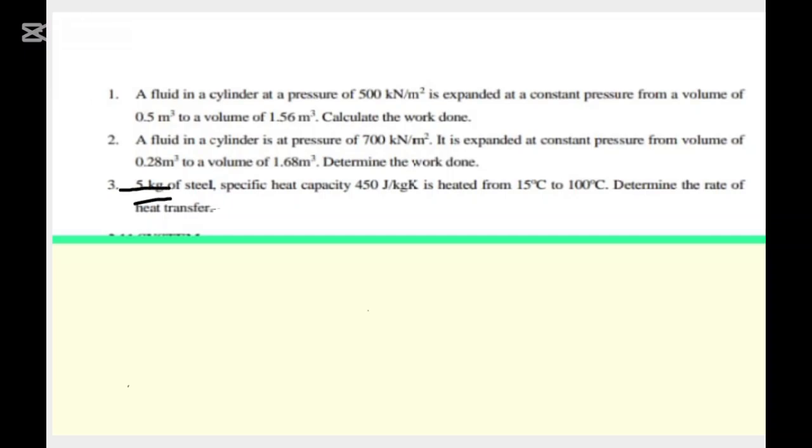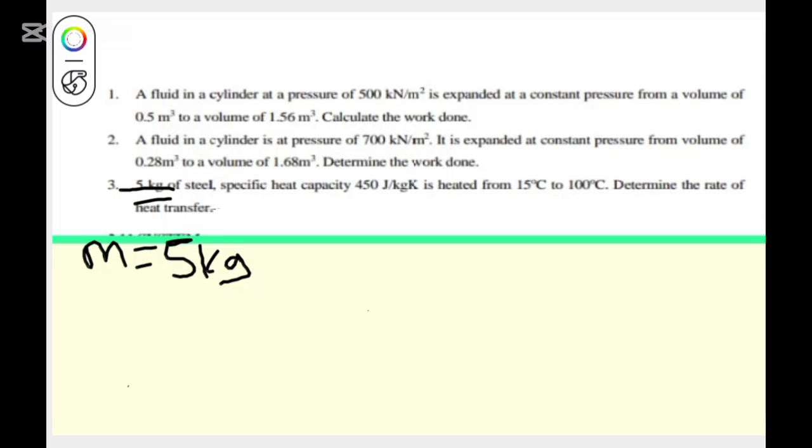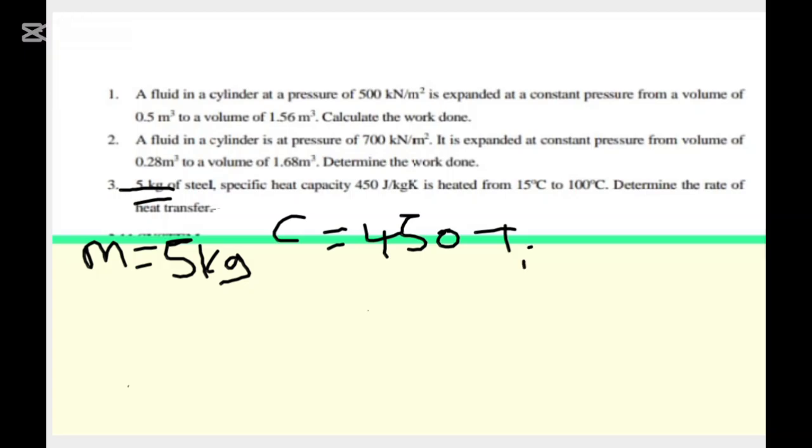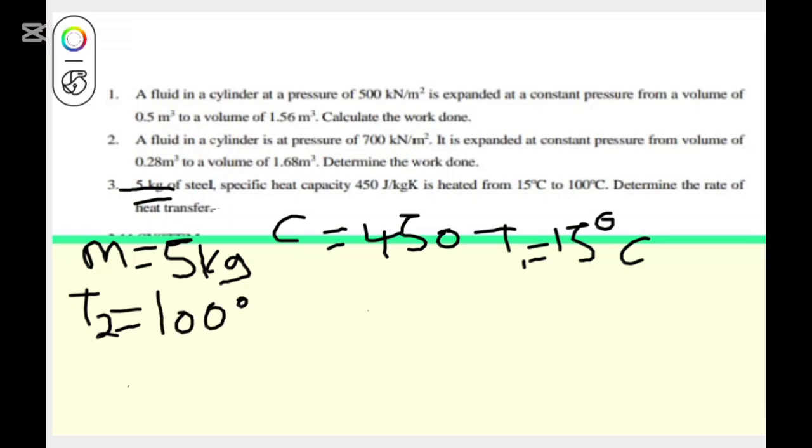So this is 5 kg of steel. So therefore I have to say mass is 5 kg. And the specific heat capacity, which is C, is 450. It is heated from the temperature T1, which is 15 degrees, and therefore T2, the temperature 2, is 100 degrees Celsius. So we are to determine the rate of heat.